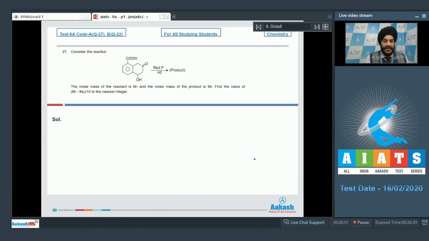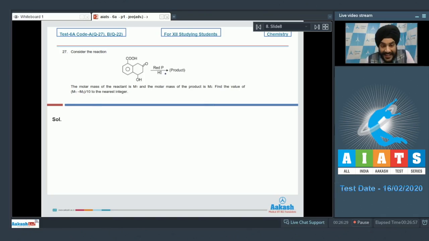Question number 27. Consider the reaction. So we've been given this substrate which is allowed to react with red P in HI. The molar mass of the reactant is M1 and the molar mass of the product is M2. We have to comment on the difference of the molar masses divided by 10 to the nearest integer. So students, let us first figure out the product which will be formed.